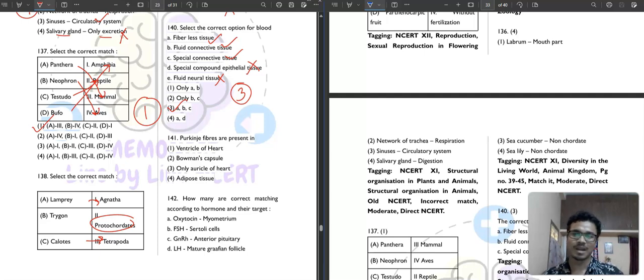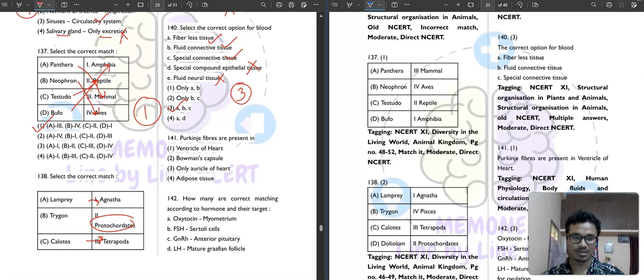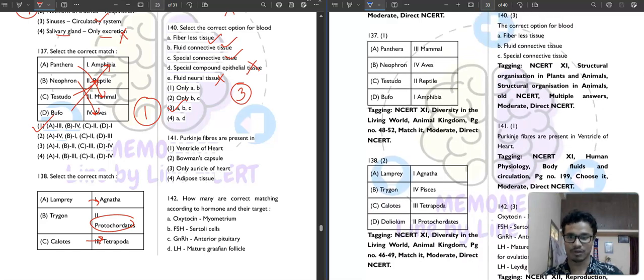Purkinje fibers are present. Tell me, if someone does this question wrong, what can I say to them? There is no point of doing this question wrong. Purkinje fibers are present where? Ventricles of the heart. The first option is your correct answer.